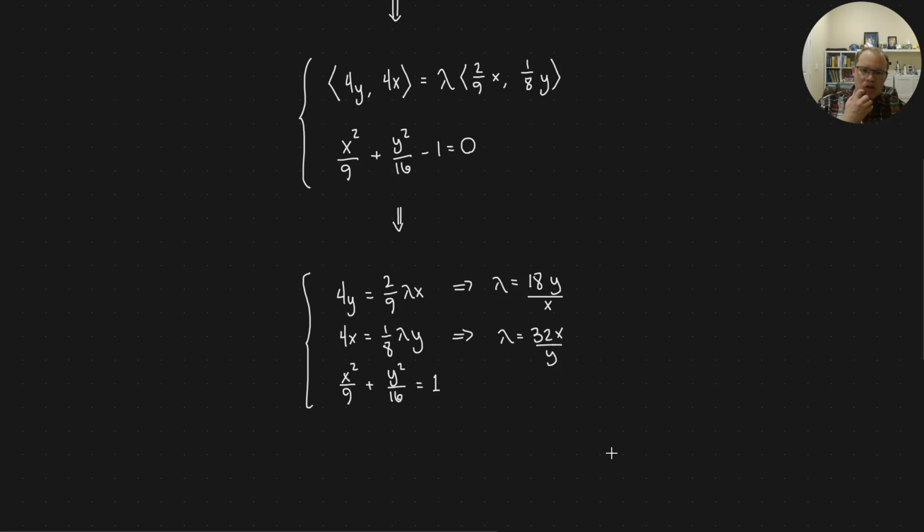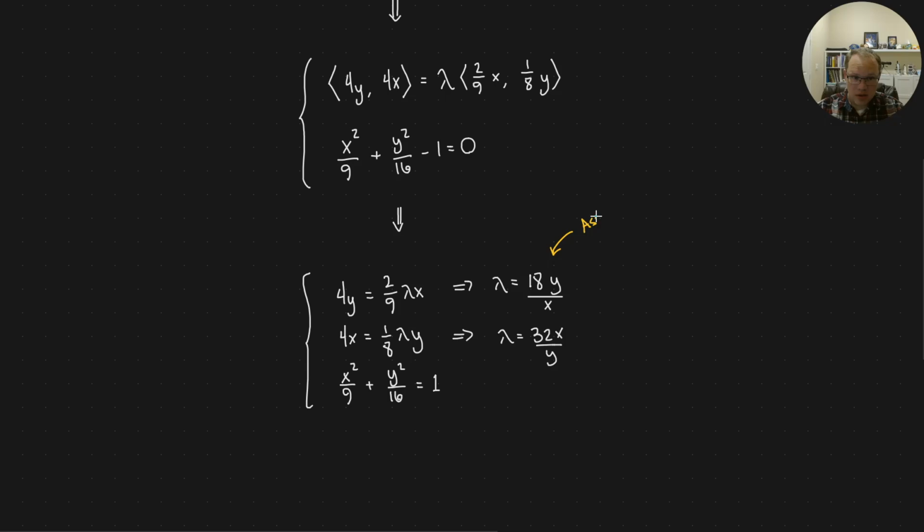Now, it's important to note that we've made an assumption here. By solving for lambda, we assumed that we could divide by x and that we could divide by y. We assumed that x and y are not 0. We don't have any evidence right now to tell us that that's not true. So we have to be aware of that, and we have to consider the possibility that they are 0.